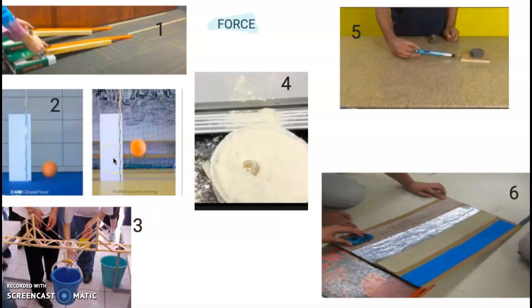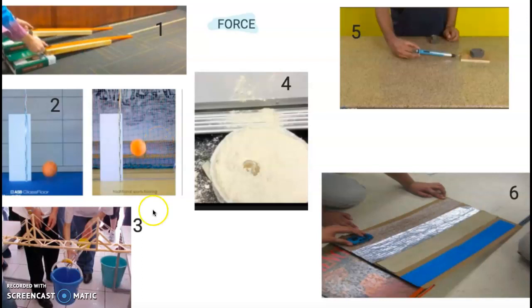Look at picture number 2. You have the same height, but the surfaces are different. All right. So the question here would be, how does the surface affect the bouncing of the ball?